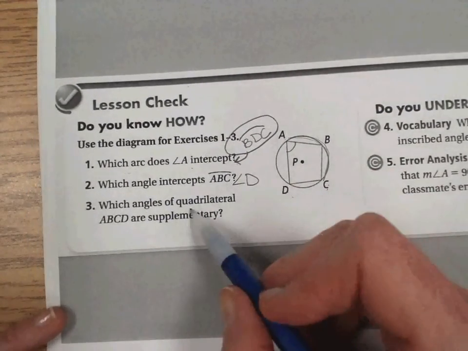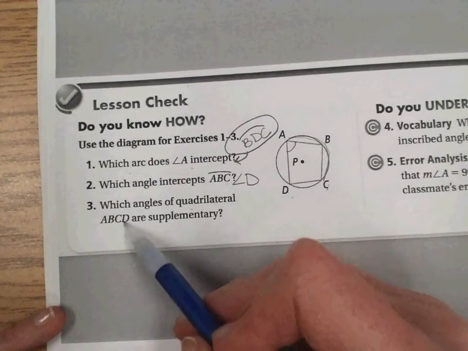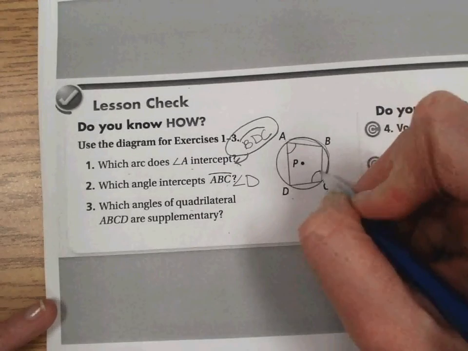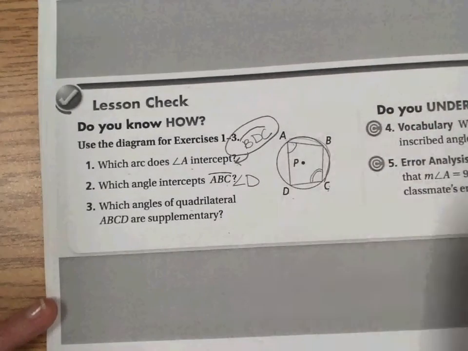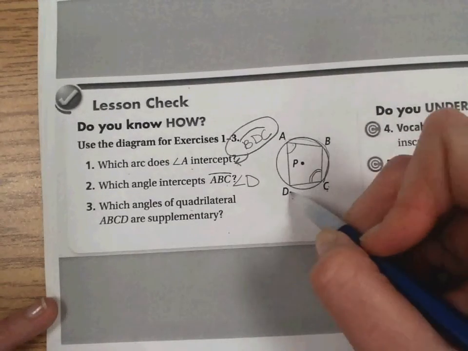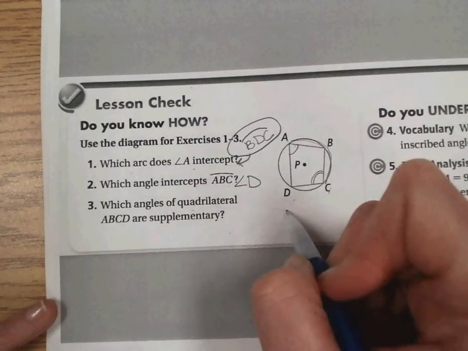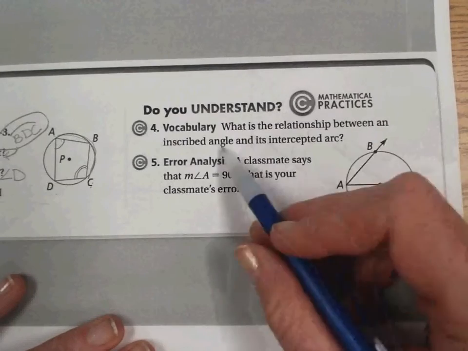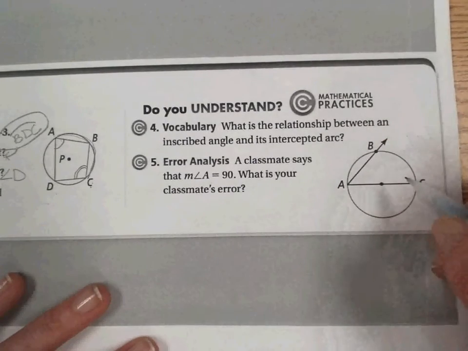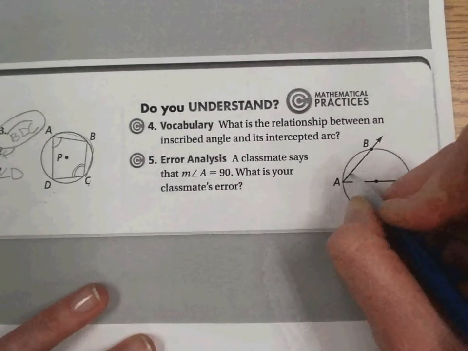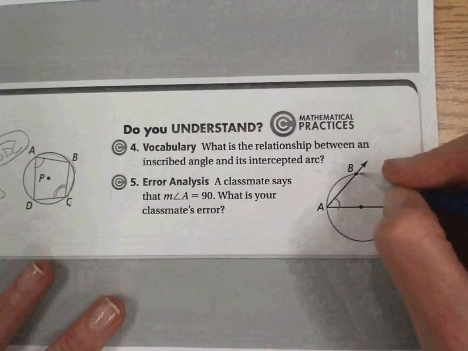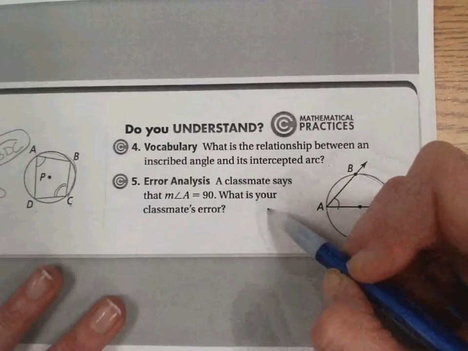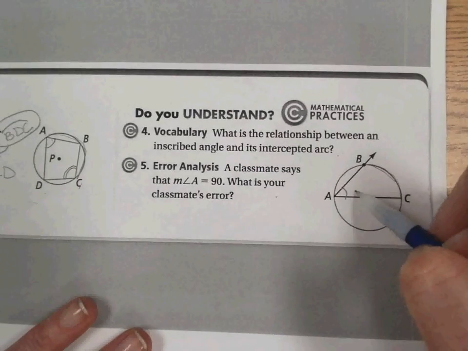Maybe try the rest before you press pause on the video and try the rest before I do them for you. Which angles of quadrilateral ABCD are supplementary? So we know opposite angles will be supplementary. So A and C will be supplementary and B and D will be supplementary. So write that one in. And here's some vocabulary check. What is the relationship between an inscribed angle and its intercepted arc? Well, we know that the measure of this angle will be half the measure of the intercepted arc. So you could write that in here.